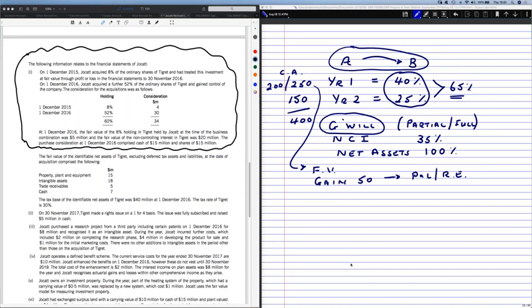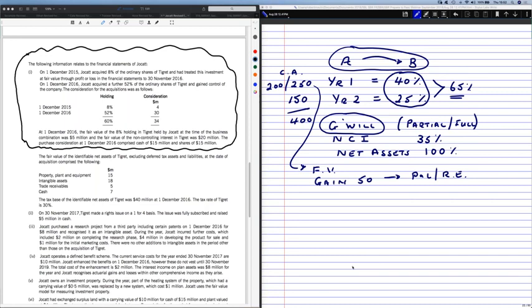On the 1st of December 2016, Jockat had acquired a further 52% of the ordinary shares of Tigray and gained control of the company. What does Jockat now have on the 1st of December 2016? It has control and it therefore has a subsidiary. So what are the three things that Jockat is now automatically going to have to recognize in the consolidated accounts on the 1st of December 2016? It looks to me to be goodwill, NCI, net assets. That's right, isn't it?